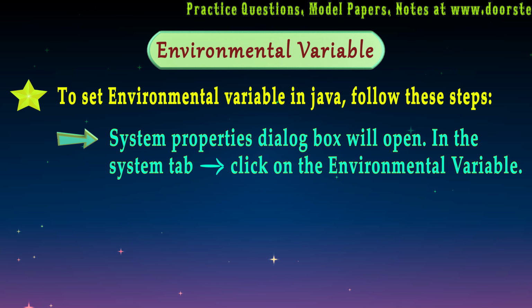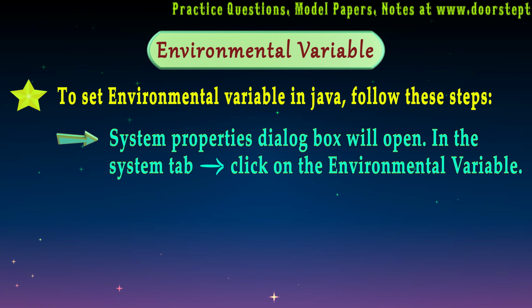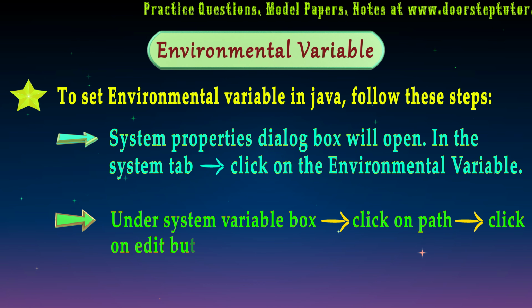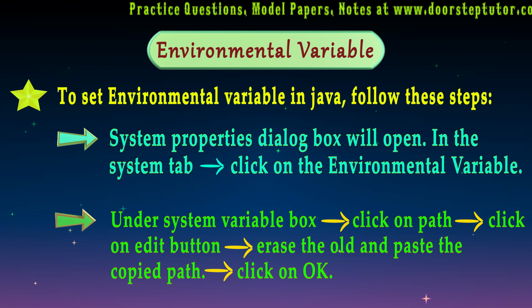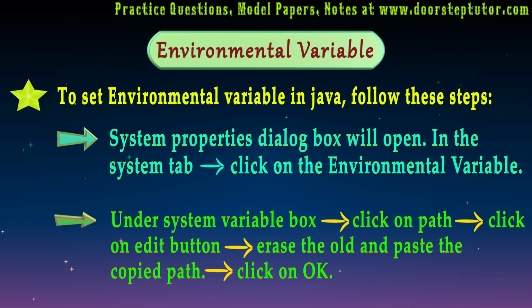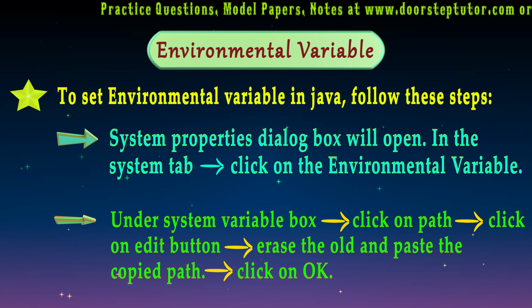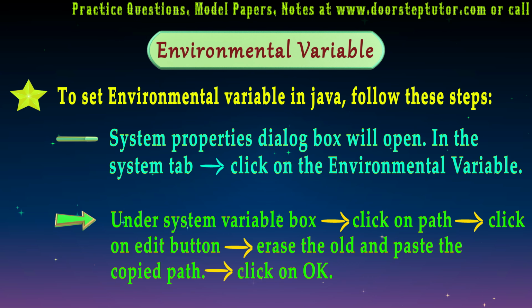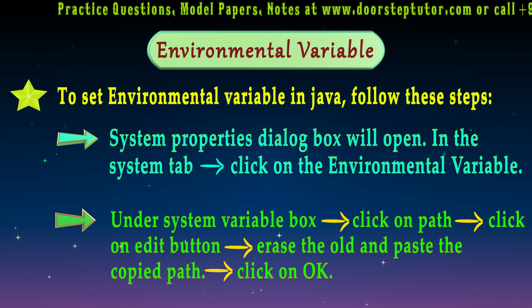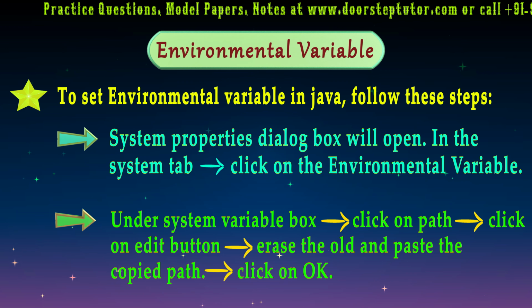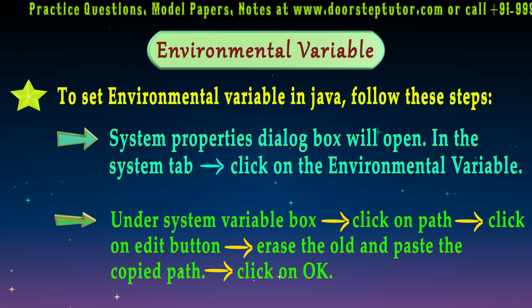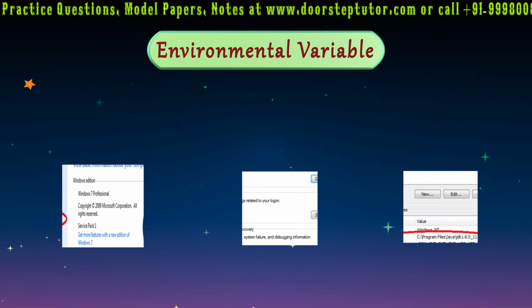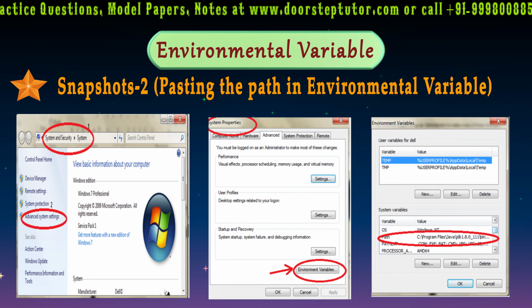From the System tab we need to click on Environmental Variables. Then in the environmental variables we need to click on Path. Then we just need to edit and paste the path which we copied from the C drive wherever Java is installed. So these are the steps, and we can remember them. I have taken certain snapshots for setting the environmental variables. This is step 1, to copy the path. Then further some options on how to use it.